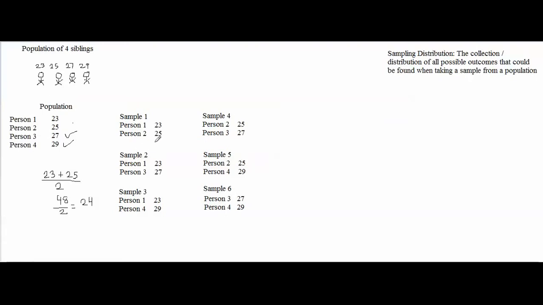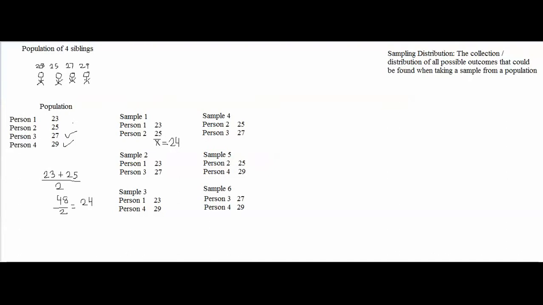Remember, the symbol for a sample mean is x bar. It's an x with a bar above it. So we'll say x bar equals 24. So if we select sample 1 to be our sample, meaning if we select person 1 and person 2 to be our sample of 2 people, and we record their 2 ages, and we calculate the mean of the 2 ages that we recorded, this will end up being our sample mean.